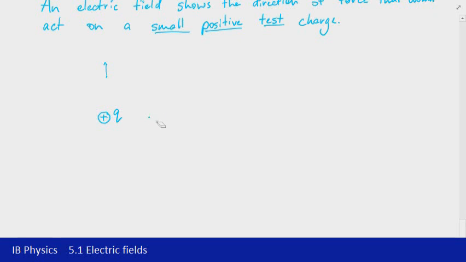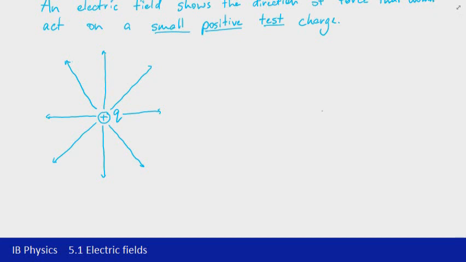So we can go through that process and map the entire region around that charge, and what we would see is that everywhere the force is going to be pushing that small positive test charge away from charge Q. So the field lines would then look like this. Each of these field lines is directed away from the charge Q, and they're all straight lines because the force is always going to be directed away from charge Q.